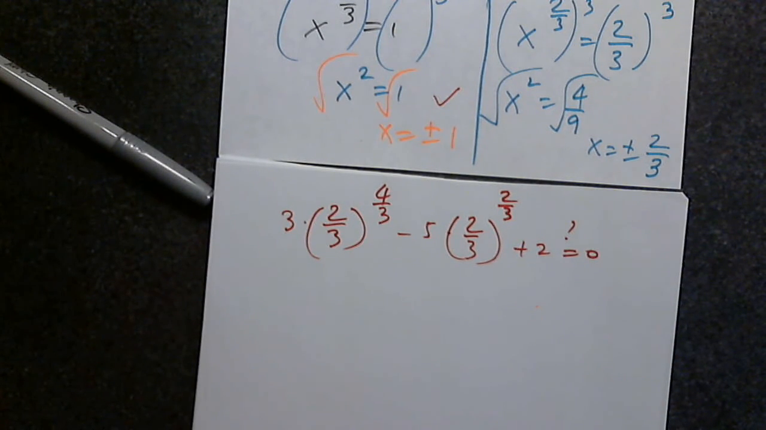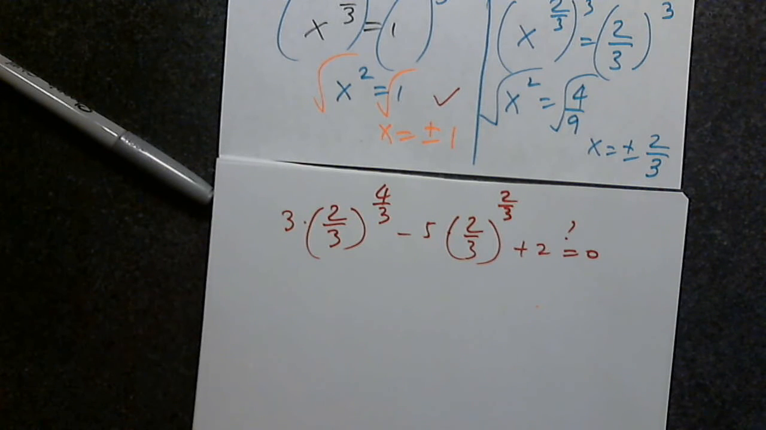I just want to do this one more time by hand. It's very possible. I'm not saying it's the calculator, but I just don't trust it. So in parentheses, 2/3, and that is raised to 4/3. I just have to do it one more time. Minus 5, and then in parentheses, 2/3, and that raised to the power 2/3. And then plus 2.